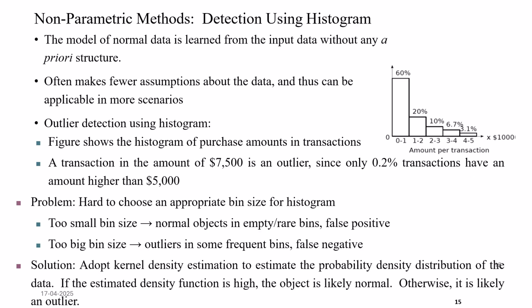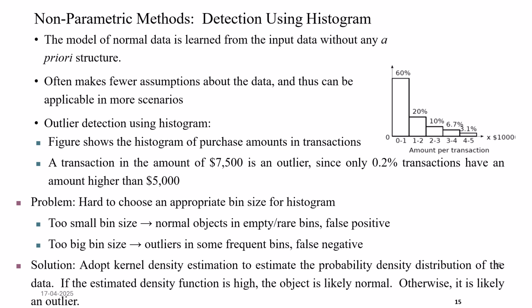Consider an electronic store recording the purchase amount for every customer transaction, shown in the figure, which uses a histogram to graph these amounts as a percentage of all transactions. For example, 60 percent of the transaction amounts are between $0.02 and $1,000. We can use the histogram, a non-parametric statistical model, to capture the outliers.